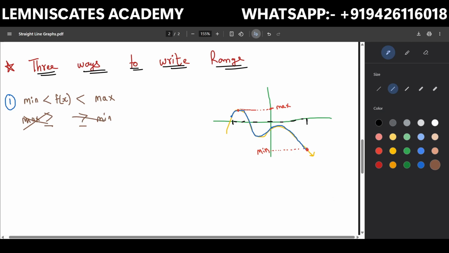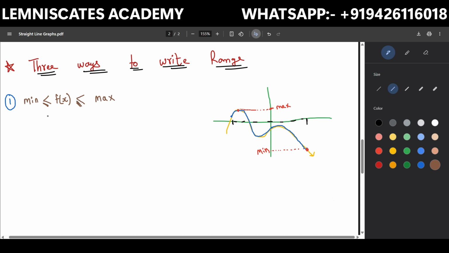Okay, so let's skip this part and focus only on the first part. That is, this is the way in which you can write your range. From minimum to a maximum value, let's say 0 to 9, your outputs can lie anywhere between that. Now, sometimes 0 or maybe whatever is the minimum value could be part of the range. Sometimes it could not be. Similarly for the maximum value.